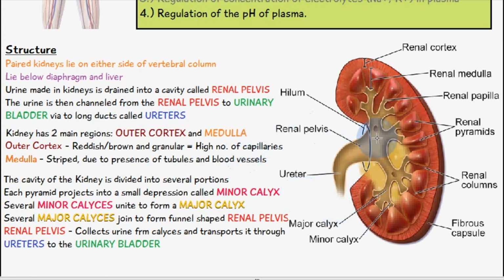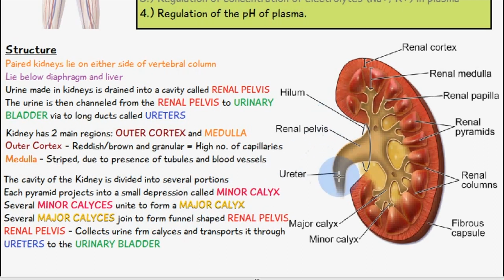Now, the kidney has two main regions, the outer cortex and the medulla. Here you can see the outer cortex, or the renal cortex, and here you can see the renal medulla, which is this region here. So here's the cortex on the outside, and this region here is the medulla. Okay, so the outer cortex is reddish brown and granular because there is a high number of capillaries, and the medulla is striped due to presence of tubules and blood vessels.